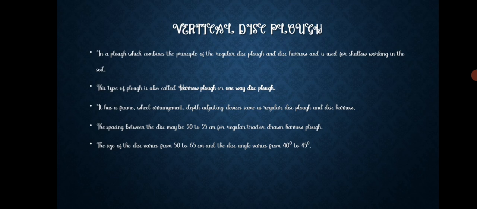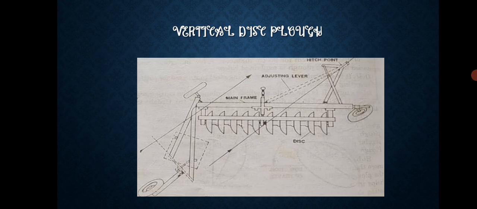The spacing between the discs may be 20 to 25 cm for a regular tractor drawn harrow plough. The size of the disc varies from 50 to 65 cm and the disc angle varies from 40 to 45 degrees. Usually, a seed box is also mounted as an attachment to the harrow plough which permits seeding of small grains.